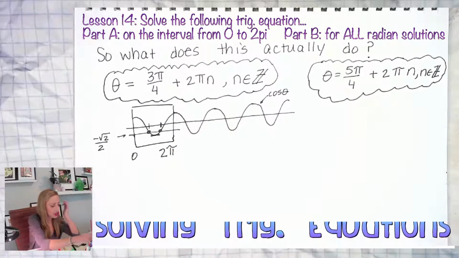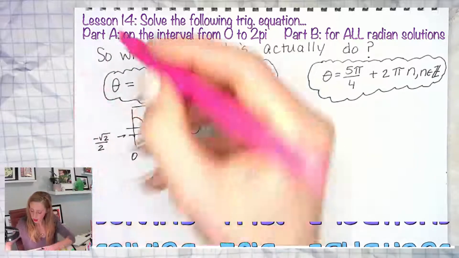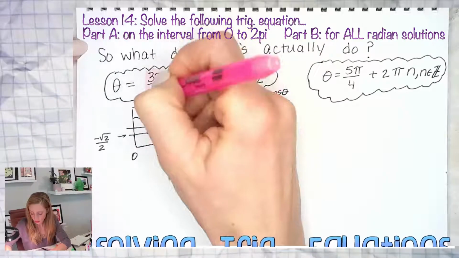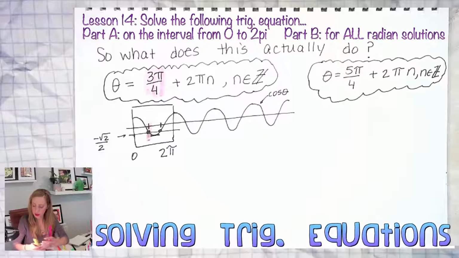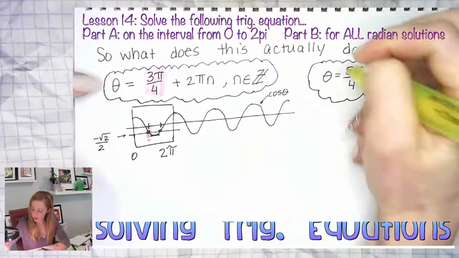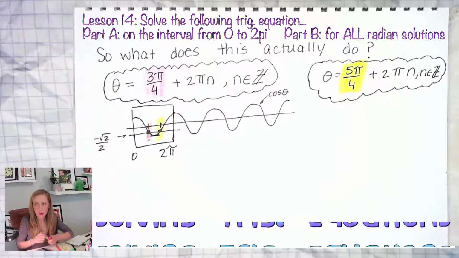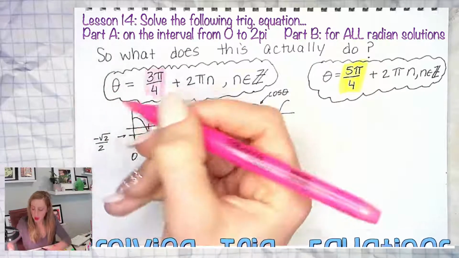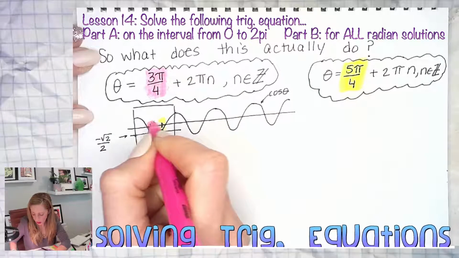So if I were to just do a little color coordinating for a moment, 3 pi over 4 represents that right over there. And 5 pi over 4 represents that over there. I know right now we might be sort of limited to picturing this on the unit circle, but I think this is an important comment that I'm making.